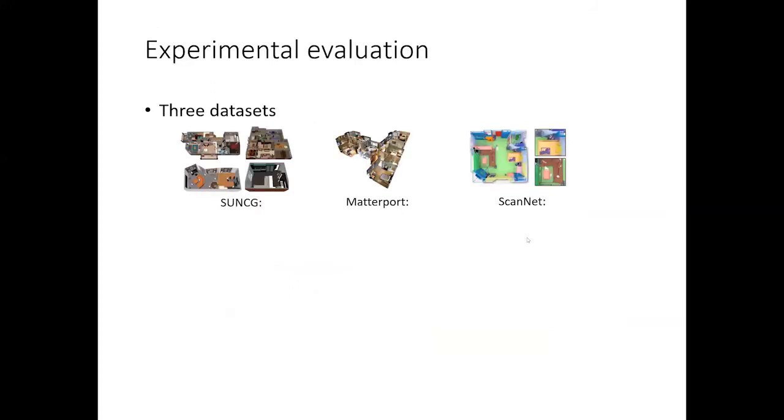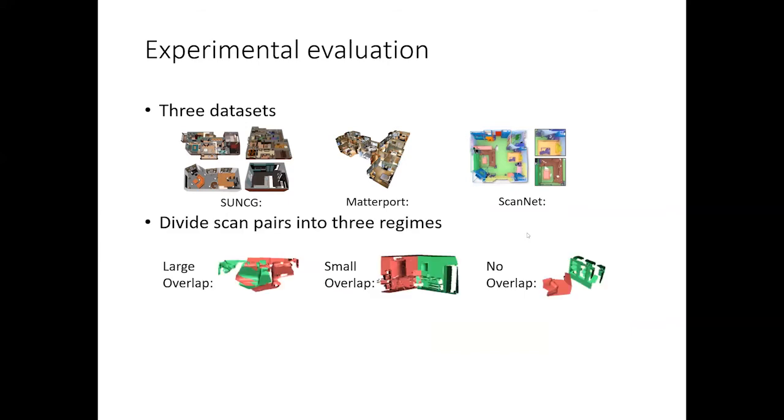So how does this work in practice? We evaluated this on three data sets. We divide the scan pairs into three regimes. First, large overlap, the regime where the standard techniques work very well. Then we have small overlap, with an overlapping ratio between 10% and 50%. And then we also have a very challenging setting, non-overlap. We report angular error and absolute translation error on the three data sets.